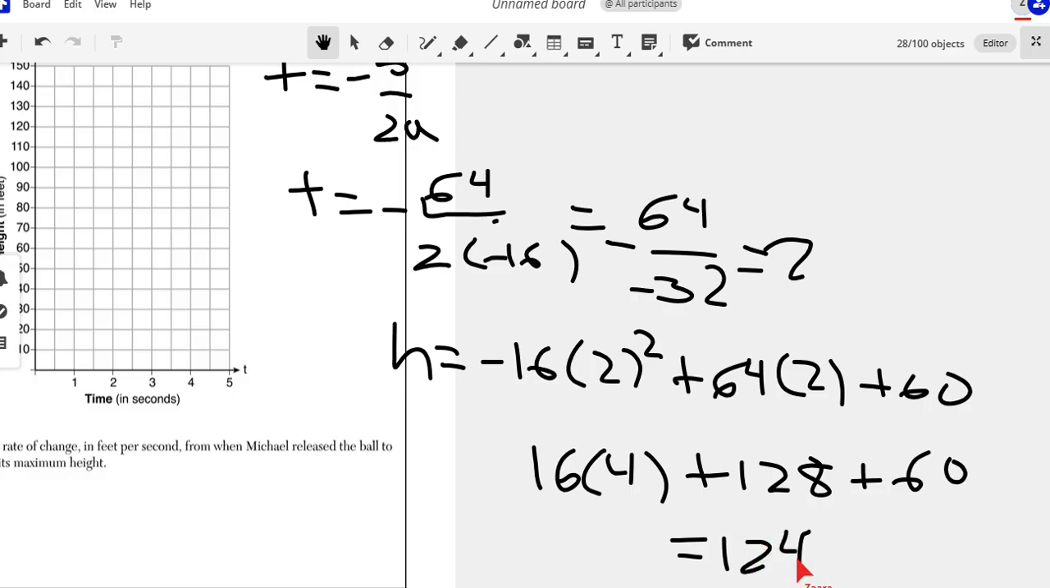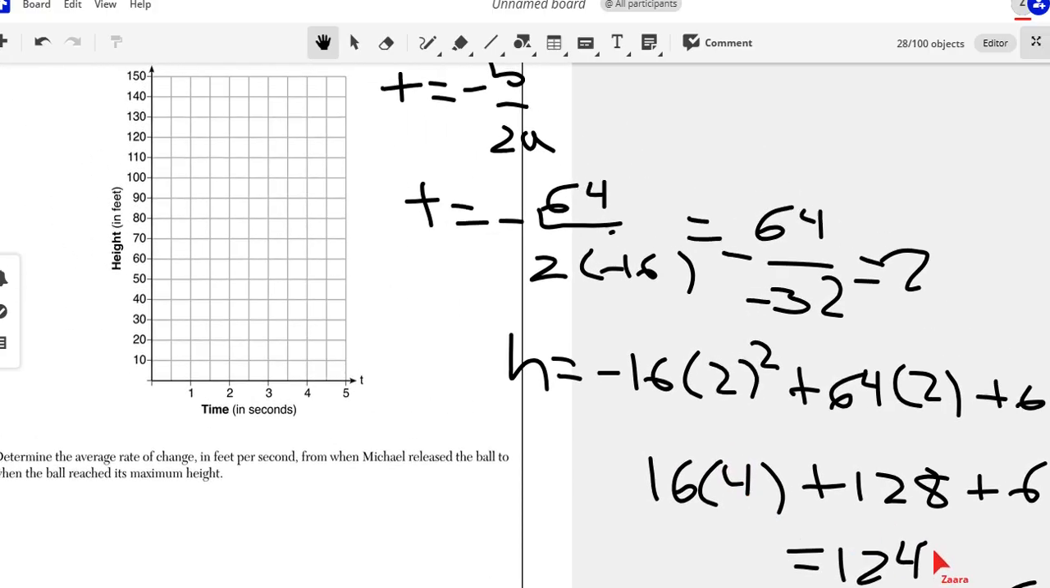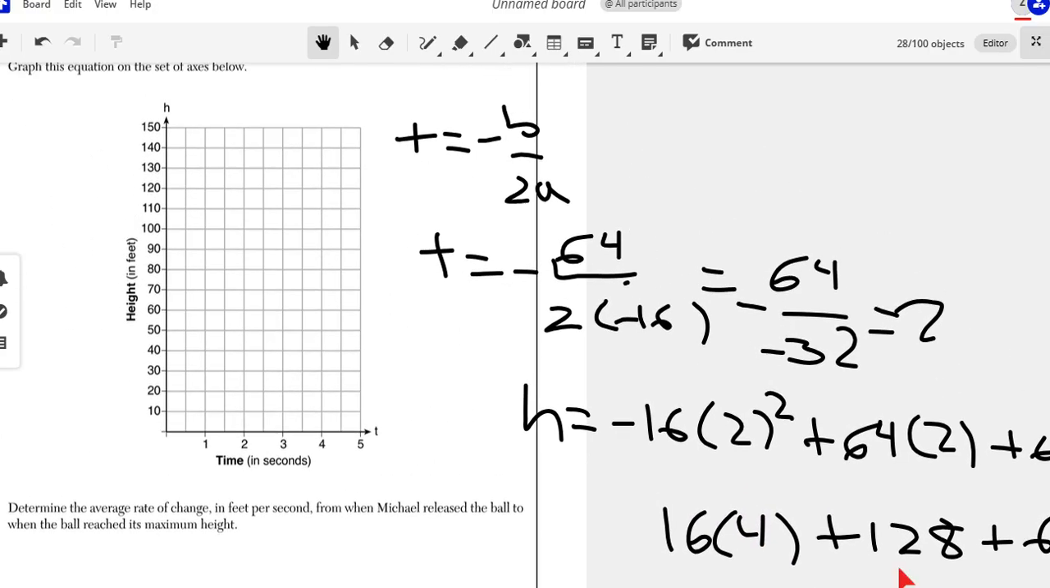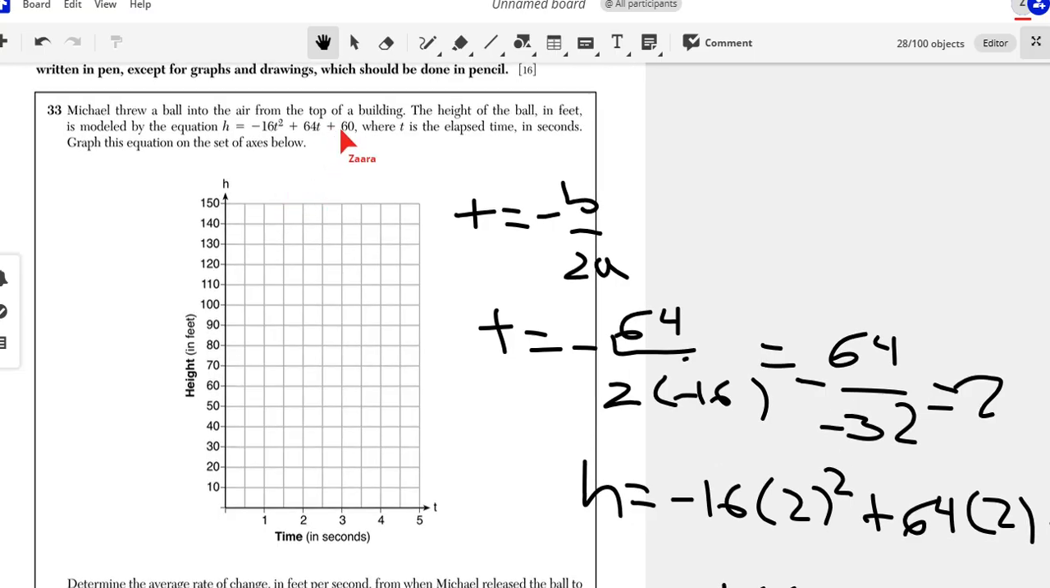The vertex is 2, 124. Now all I have to do is find the y-intercept. What's the y-intercept? Is it 60? Yeah, 60 is your y-intercept.